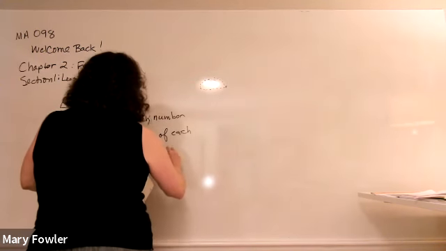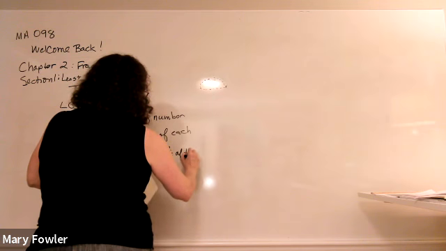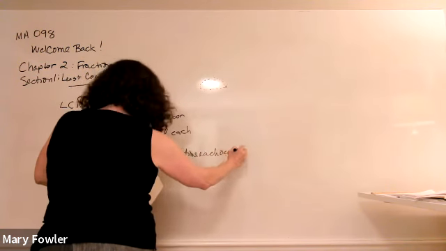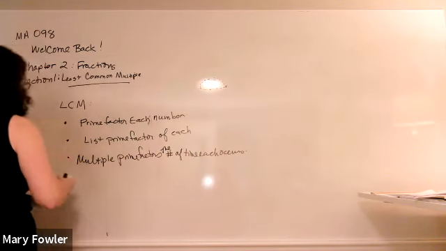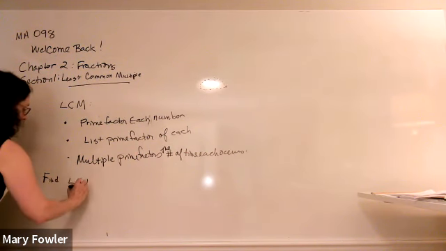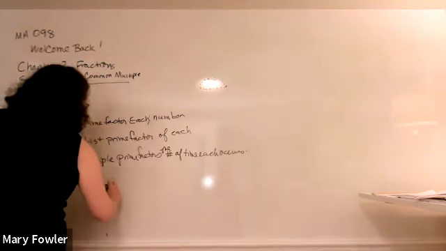The number of times each occurs. I'll just show you what that means, times each. Okay, so let's find the least common multiple of 8 and 12.